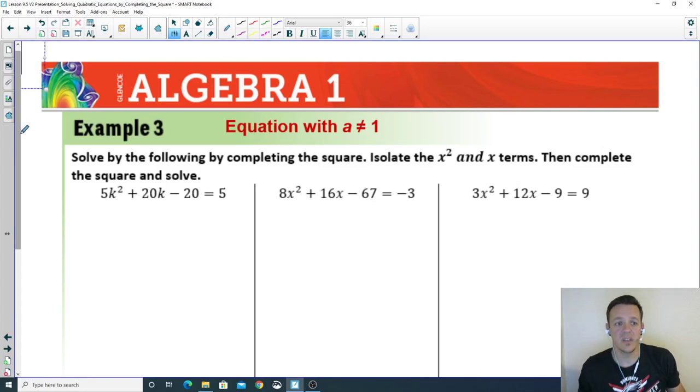Alright, welcome everybody. This is part 2 of our video on lesson 9.5 about completing the square. Now this is a little bit of a trickier video today. I want to make sure you guys understand this concept.